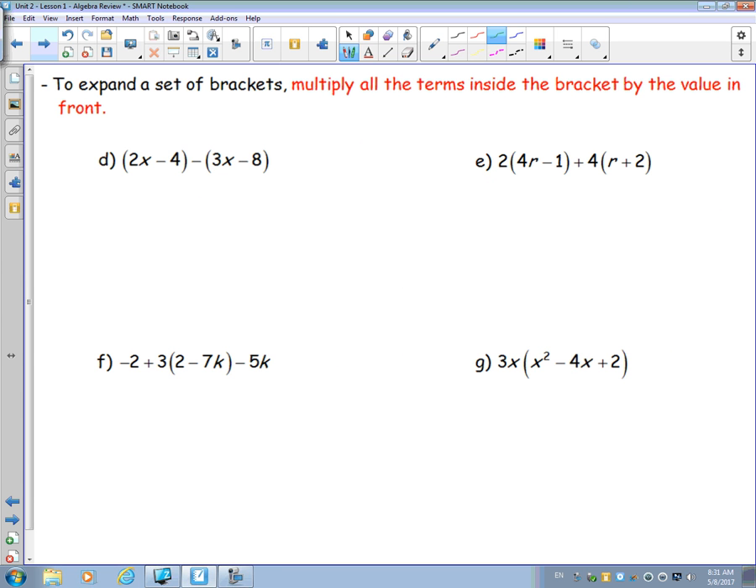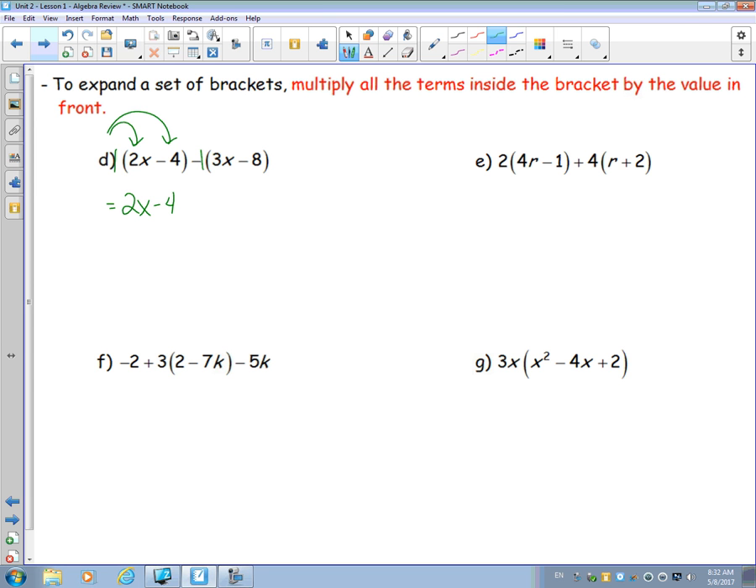Okay, next idea. We want to get rid of brackets. Brackets are not necessarily our friend. They make things more complicated looking. So we have to expand them. Expanding means get rid of. To do that, we have to multiply all the terms inside the bracket by the value in front. So in this first example here, I have a 1 in front. When I multiply things by 1, nothing happens except for the brackets disappear.